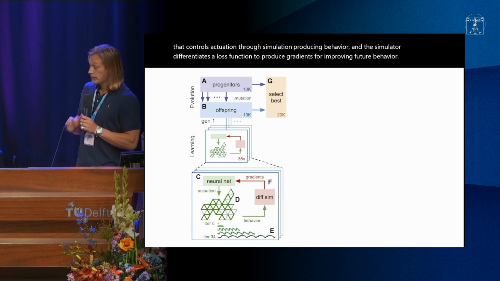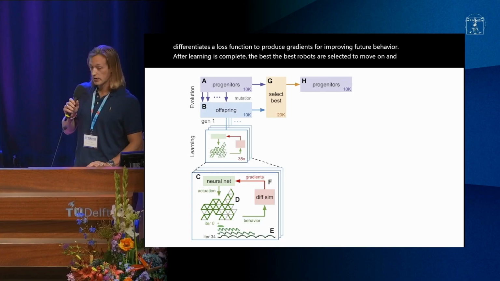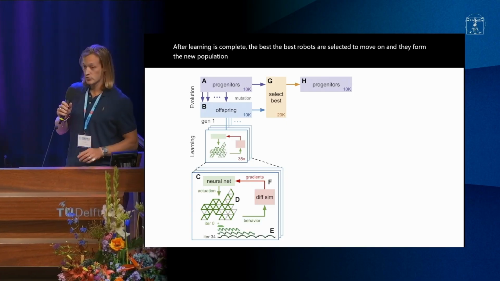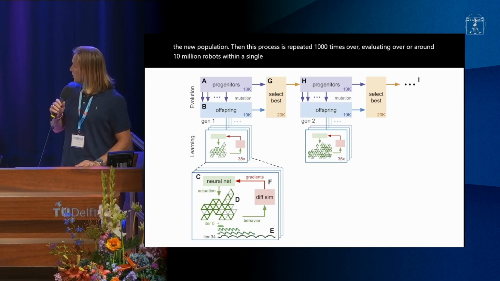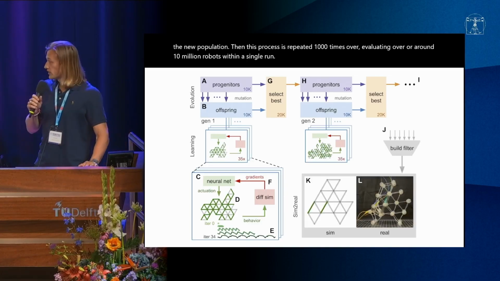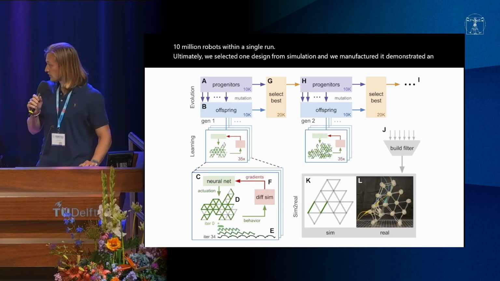After learning is complete, the best robots are selected to move on, and they form the new population. Then this process is repeated 1,000 times over, evaluating around 10 million robots within a single run. Ultimately, we selected one design from simulation and we manufactured it, demonstrated an effective sim-to-real transfer, and I'll discuss this in some detail later.